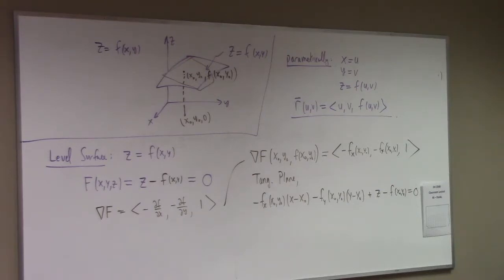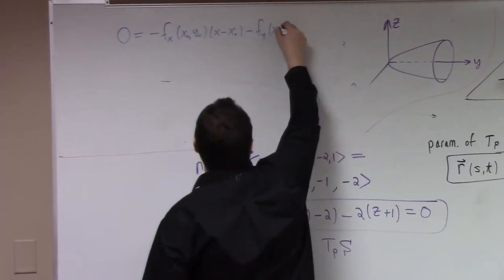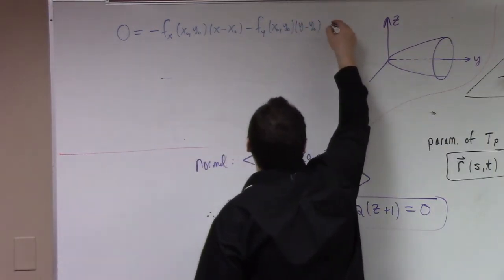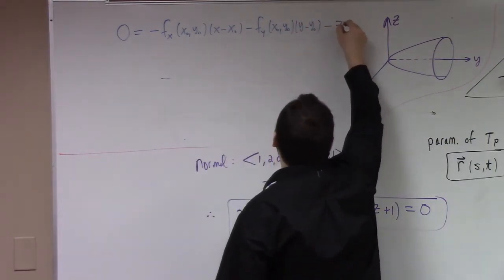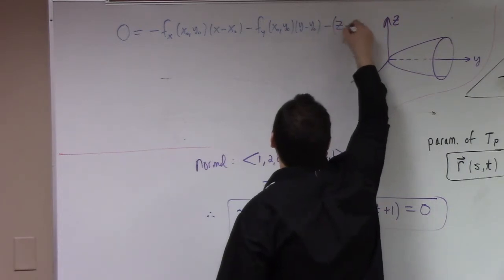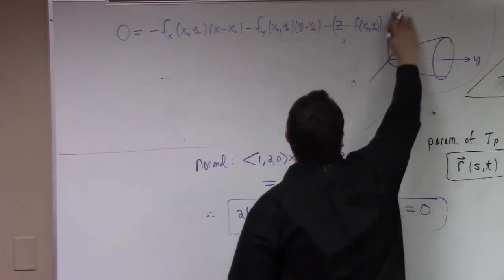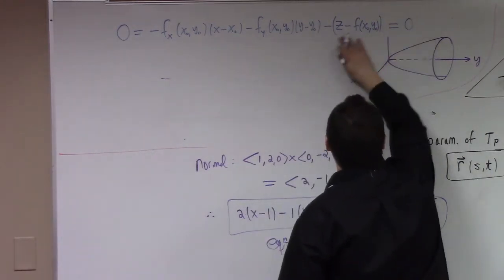Let me write it again over here and rearrange it ever so slightly. So we just found 0 equals minus f sub x at the point x naught, y naught, times x minus x naught, minus f sub y at the point x naught, y naught, times y minus y naught, minus z, parentheses really, f of x naught, y naught. Did I forget my parentheses over there? I might have. That's equal to 0.